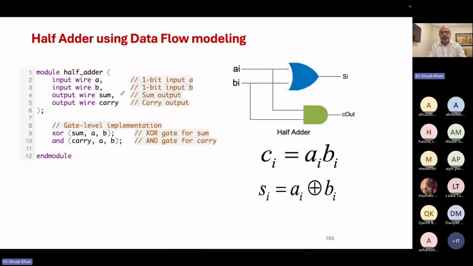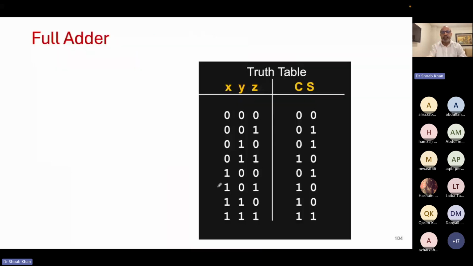Then you can also implement it using the gate level primitives. Though there we use data flow modeling, this is gate level primitives. And it says just ANDing will give you the carry, and XORing will give you the sum. So this is fine. You use XOR and AND, and this is a half adder, but we would rather never get into gate level details.